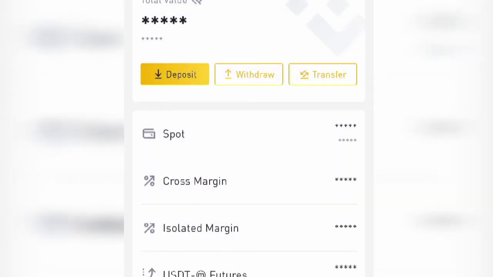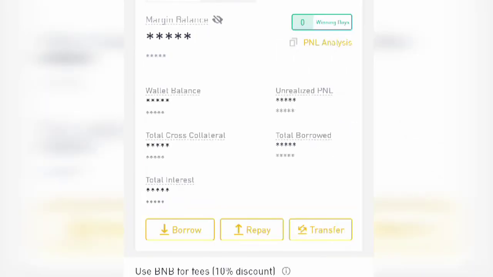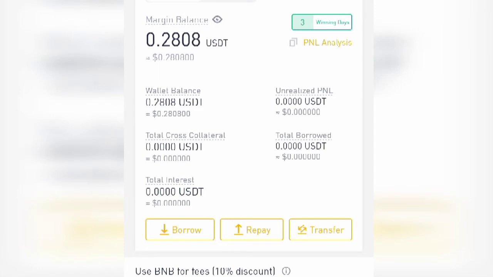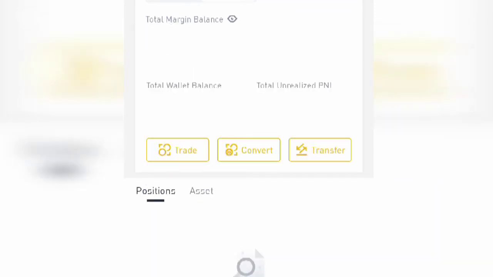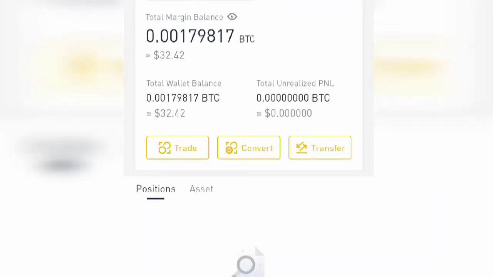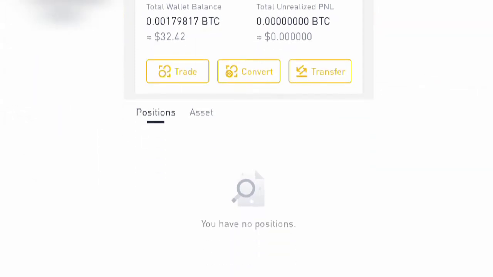When you transfer, you come to futures and you see USDT, you see coin, you go to coin, and when you go to coin, you see trade.